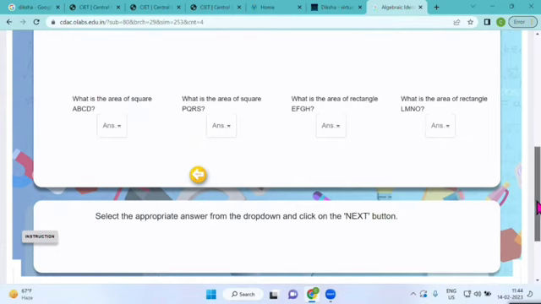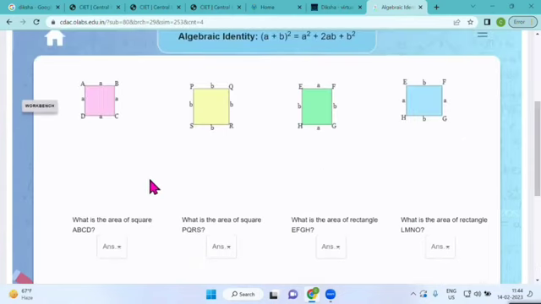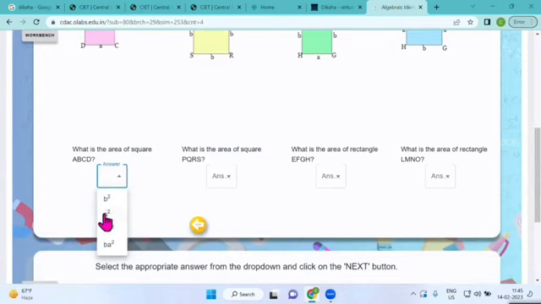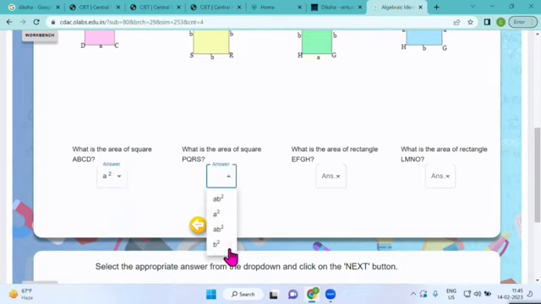We can observe that we have four shapes here. The first shape is the square named ABCD, the second is the square PQRS, the third is the rectangle EFGH, and the fourth is the rectangle LMNO. As we can see, in the first square we have A units, so the area of the first square is A square. And what is the area of the square PQRS, which has B units? It is B square.